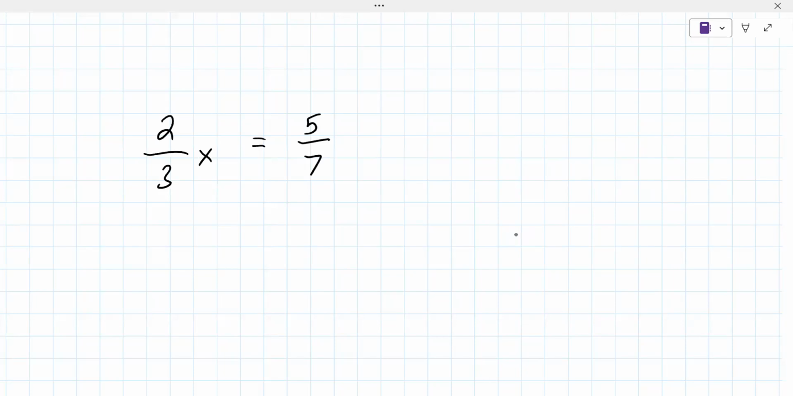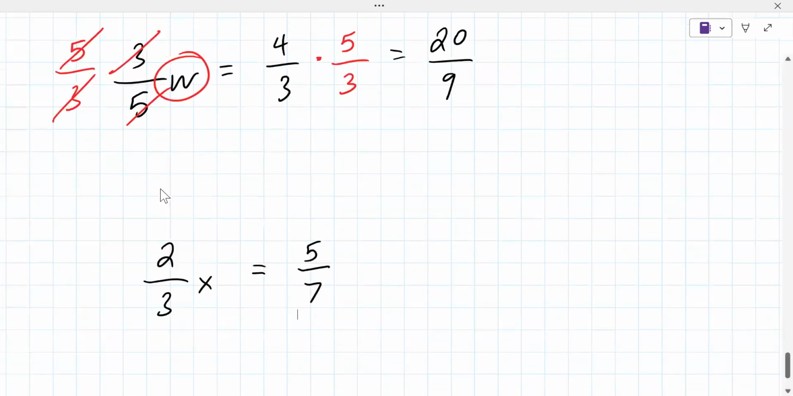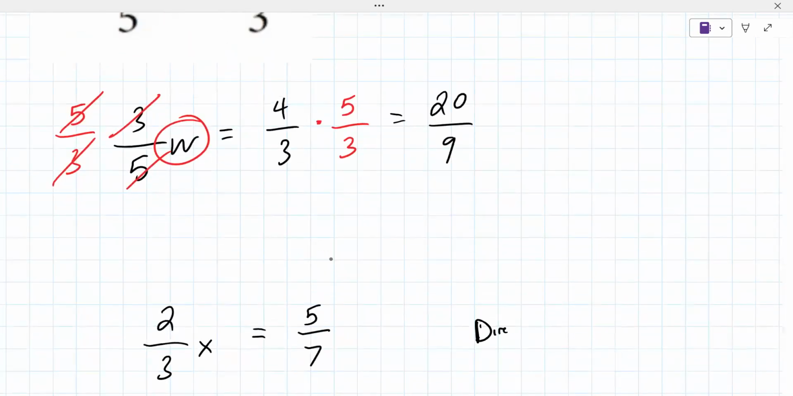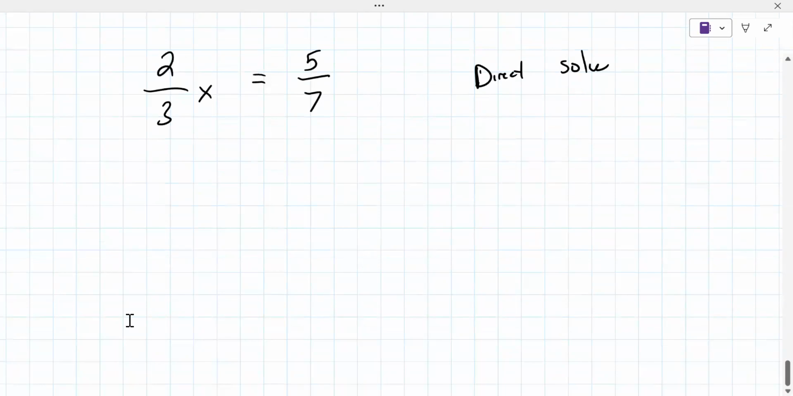Wait, is there a set of numbers or no? No, you just have to go ahead from here. We're working on direct solve. So what did I do to direct solve the previous one? I flipped it and multiplied by this number. You flip it. Yes. So I'm asking you to do the same thing here.